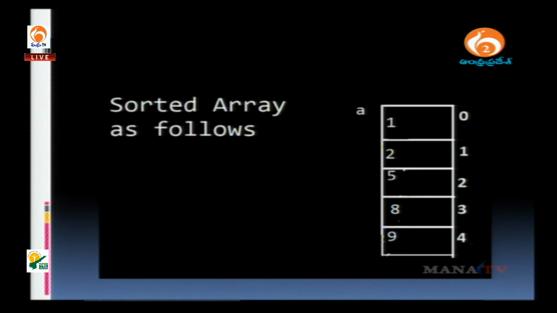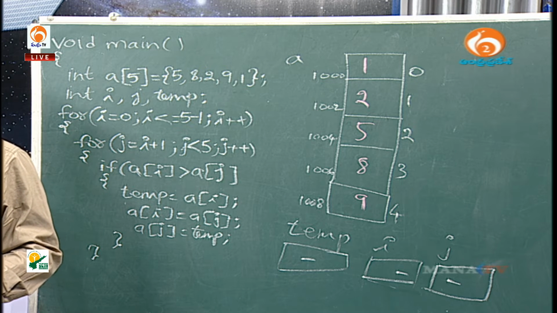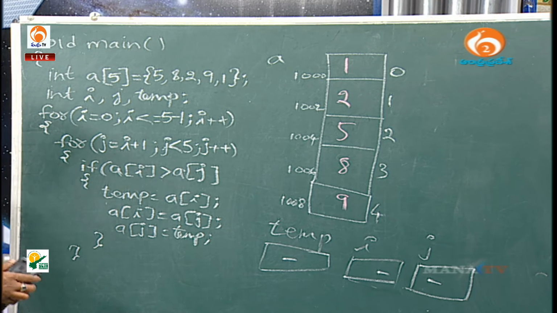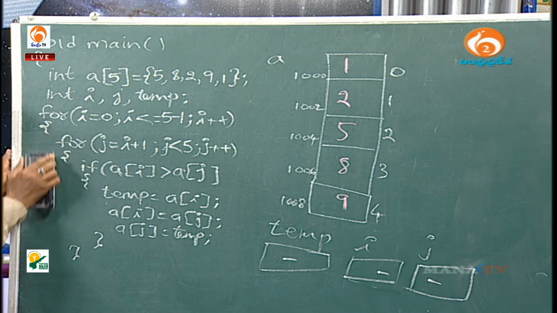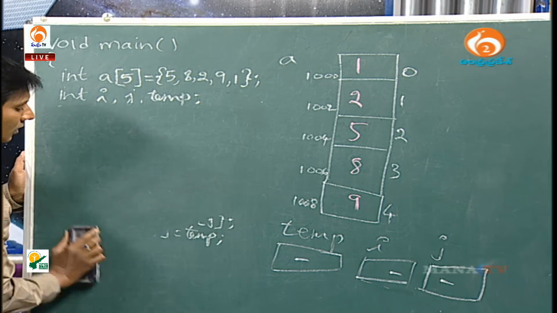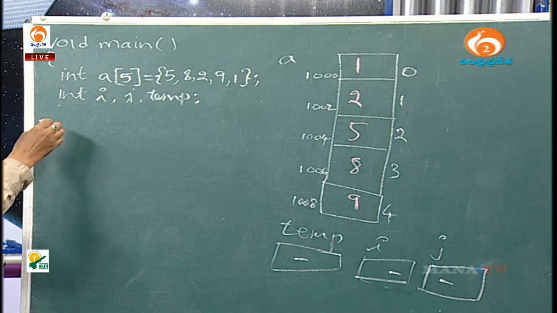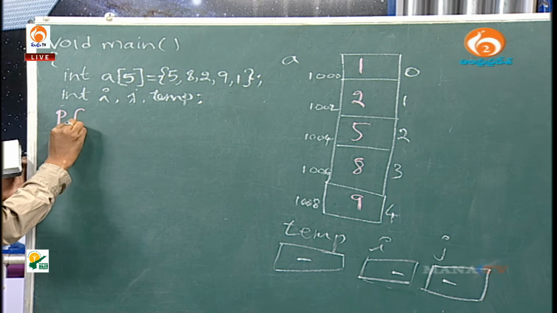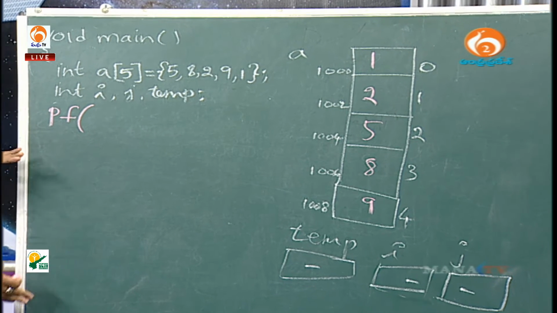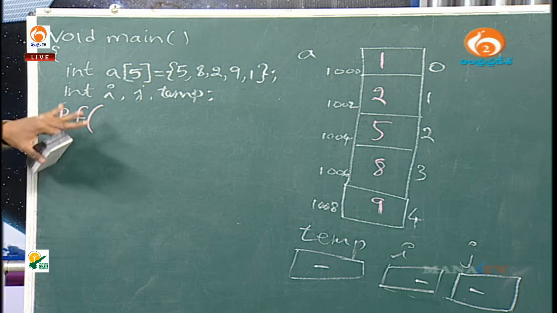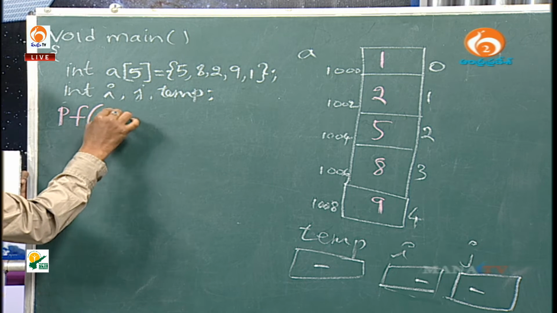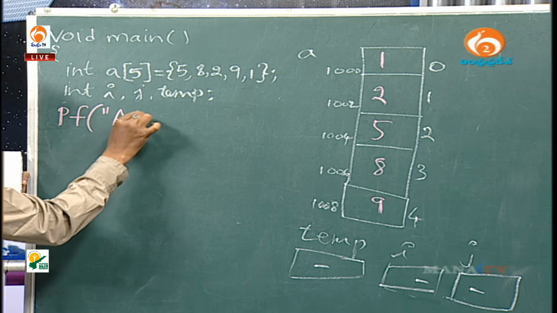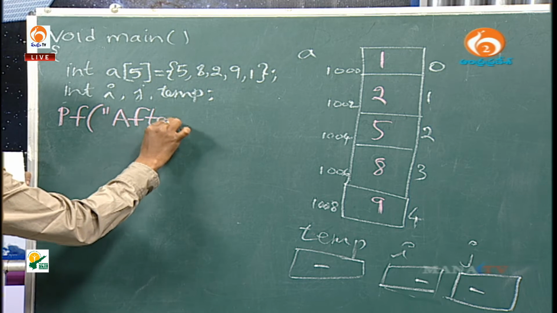Now I want to display the sorted array. We have already discussed this logic. Now we are writing the code for displaying the array. Printf after continuation, because of a space problem I am removing and replacing it with a new message: displaying the array after sorting.